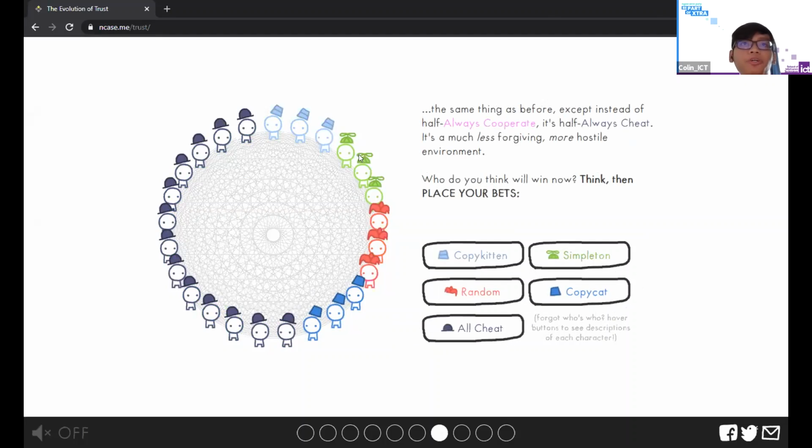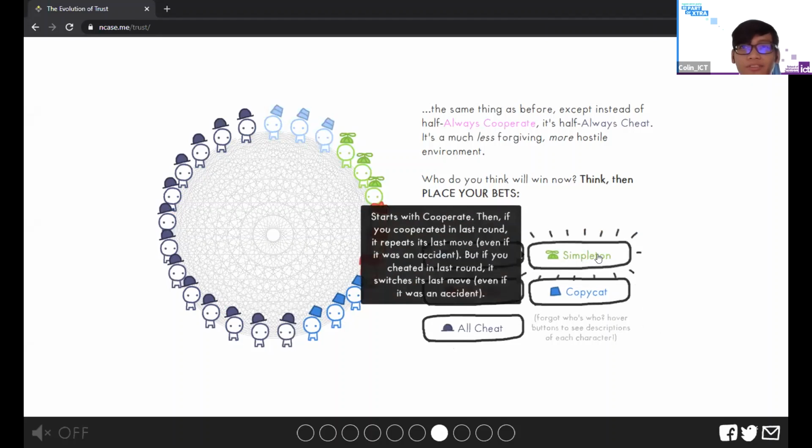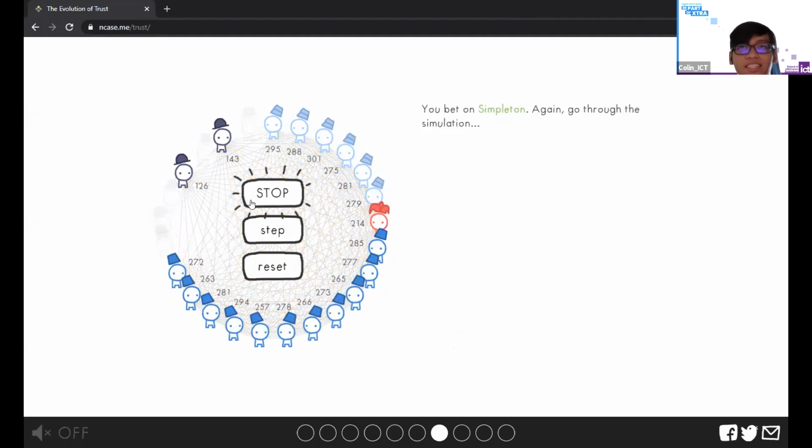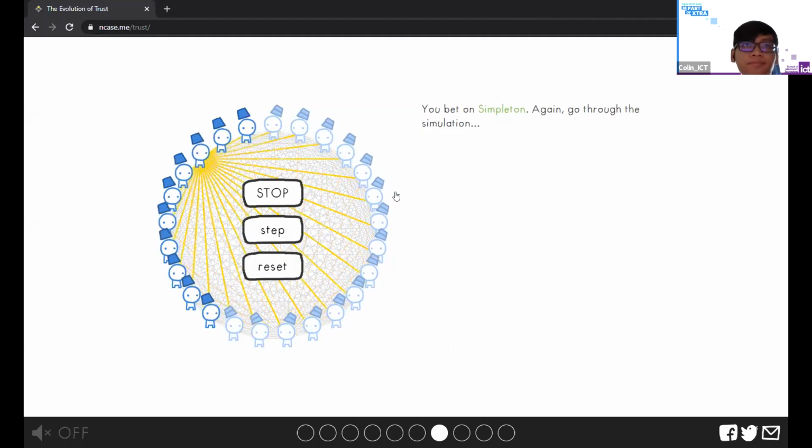All right. So now we're going to place the simpleton, copykitten, and random into our model with copycat and always cheat. So we're going to predict who wins. Simpleton won the previous round, so I'll just have him as my bet. Oh, it seems simpleton does lose this game. Okay, copykitten wins this time, right?